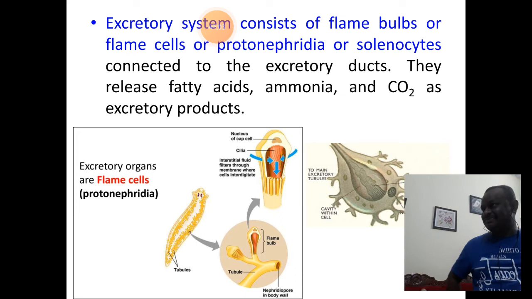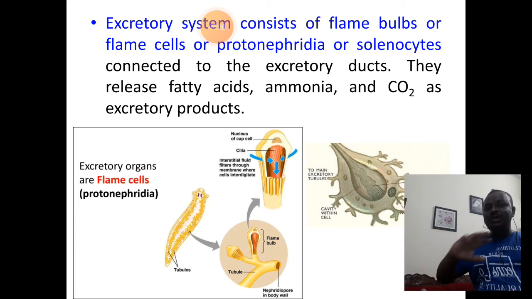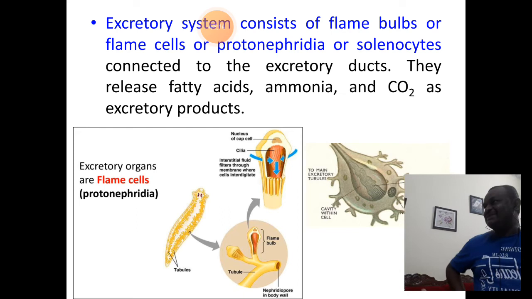Like how our kidneys function, the urinary system functions to remove all the excretory waste from our body, in a similar way you find the excretory system in flatworms also. Here, special cells are there to take care of the function of excretion. They are called flame cells or flame bulbs. They are also called solenocytes or protonephridia. They are all synonyms, same names.